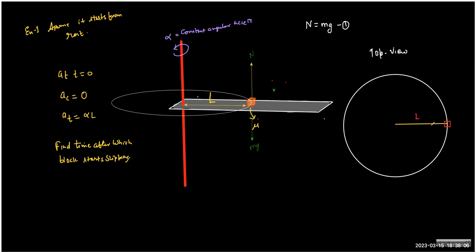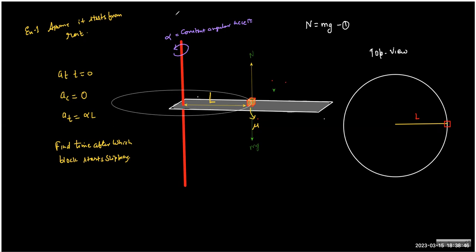You will also realize that an ability to draw different views of a physical situation greatly enhances the capability to solve the problem. So if you can see other views, this is the side view, this is the top view, and you can clearly see that the block will have two types of acceleration. Right now it's only tangential, but after some time you will have some speed, and therefore you will have some centripetal as well.